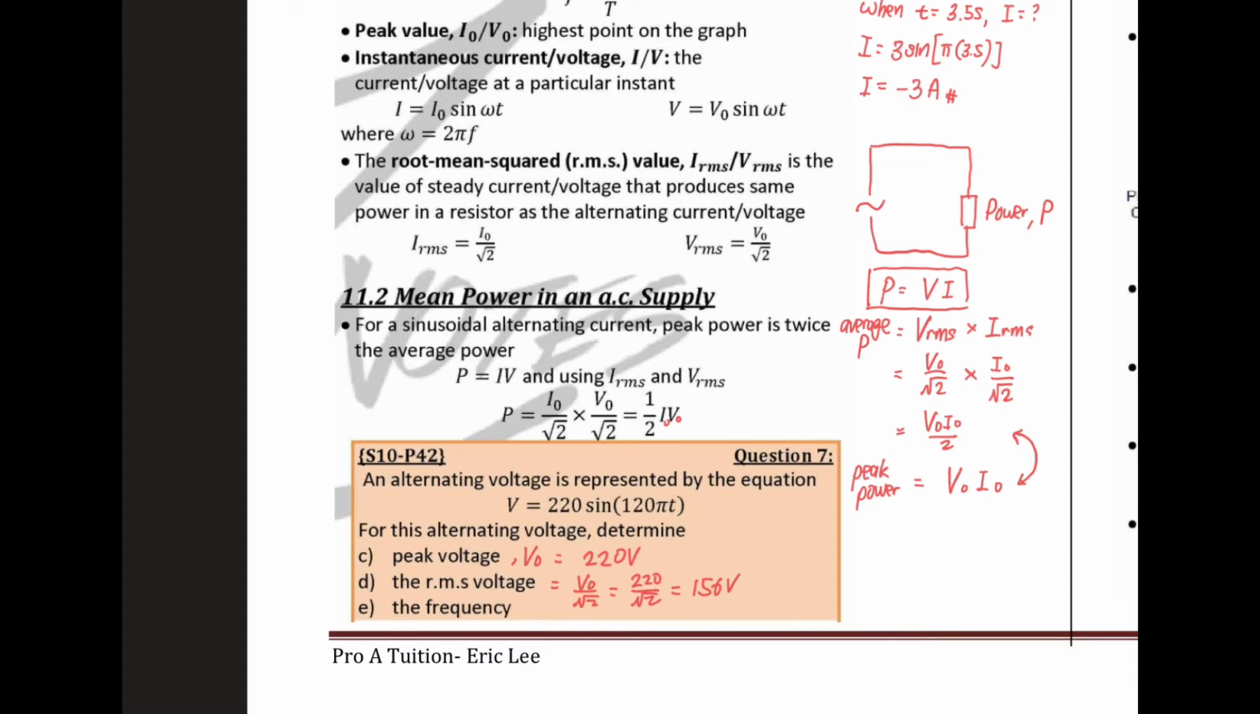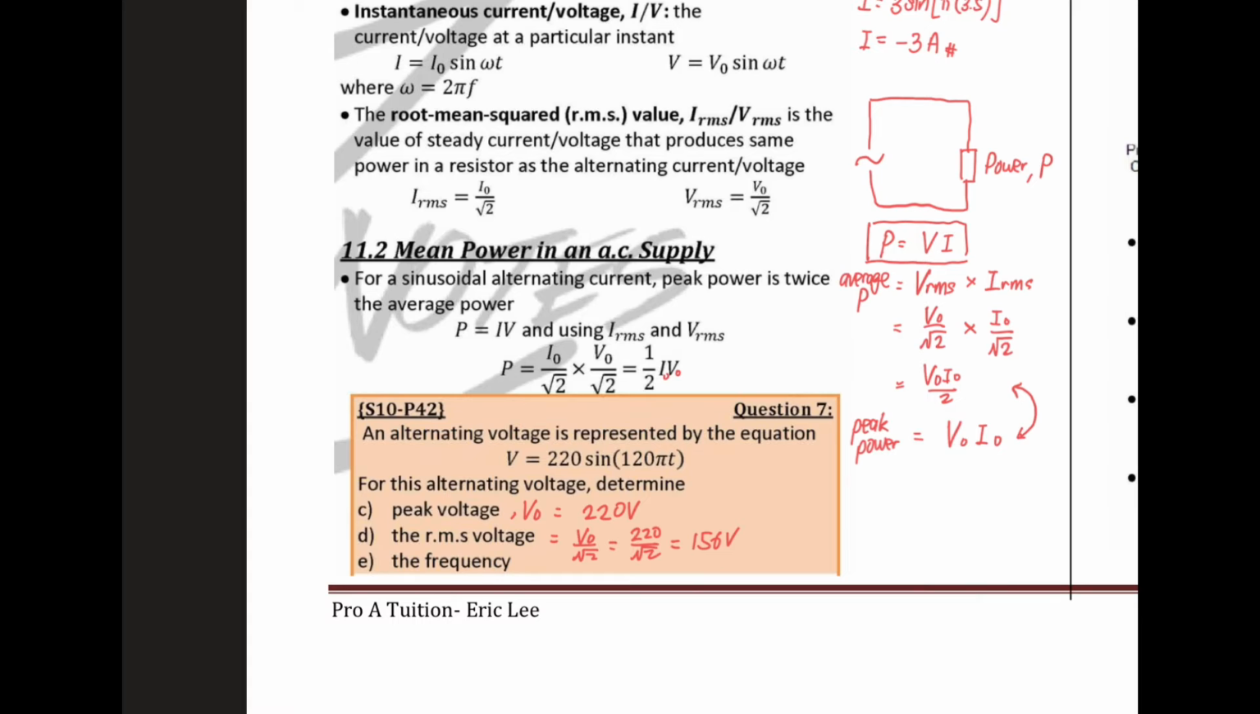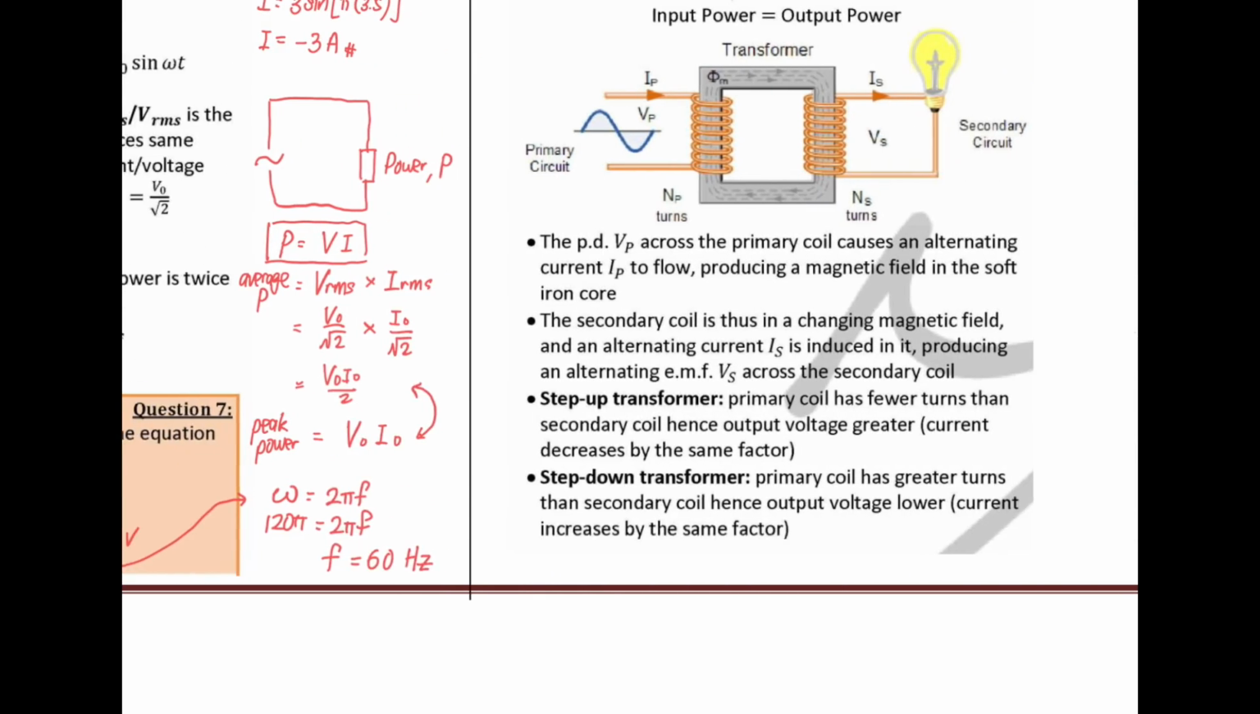The frequency you have to take from here. You have to know that this whole part is omega. So for the working, let's say I put here omega equal to 2 pi f, and omega is 120 pi. So 2 pi f equals 120 pi, and hence f is 60. Then we put the unit, 60 hertz. Okay, so let's move on to this side.